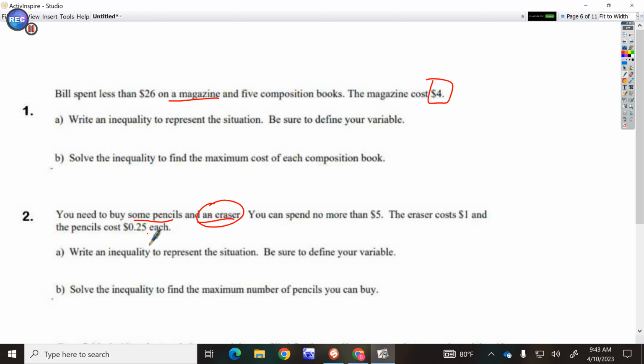The eraser is $1 and it's only an eraser, which is 1. So plus 1 here, plus, and then the one after. And then the variable goes on the 25 cents, 0.25x. How do you know? Because it says 25 cents each. Each means multiplication. That's where your variable goes.